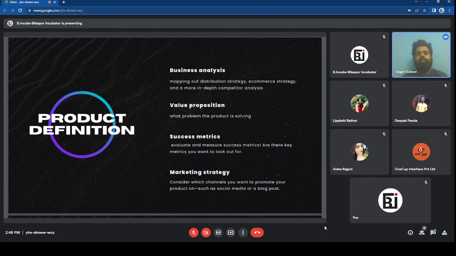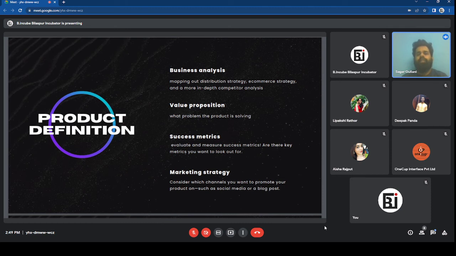Yeah. So this is finally the product definition. So how will the product look, right? Initially the product development focuses on defining the product strategy, right? There are four cases here: business analysis, value proposition, success matrices, and marketing strategy, right?